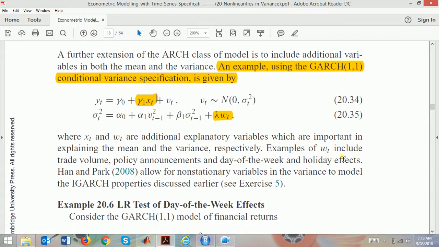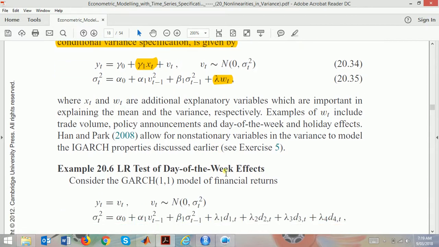Examples of omega t include trade volume, policy announcements, day of the week and holiday effects. So these are shocks which affect our GARCH variances. Hand and Park allow for non-stationary variables in the variance to model the GARCH properties discussed earlier. So the next exercise is talking about non-stationary variables in the variance to model the GARCH property.